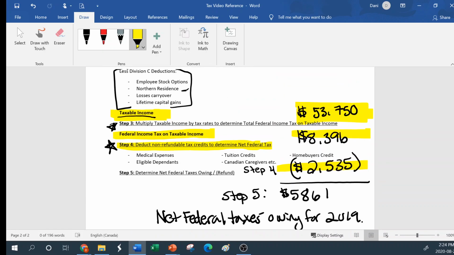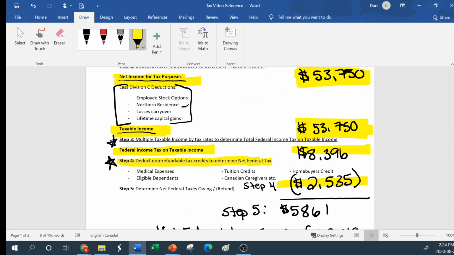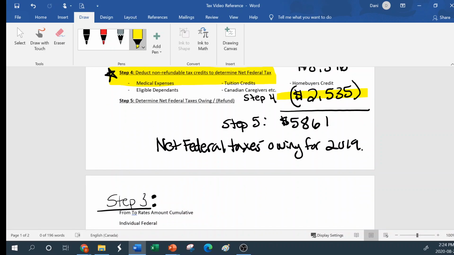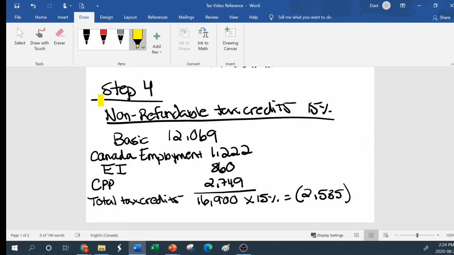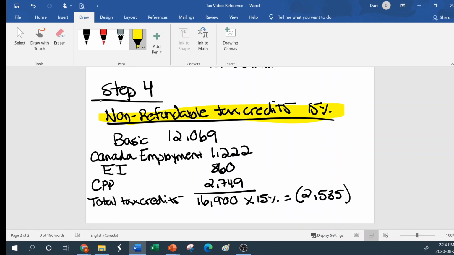And then step 4 is where we look at our tax credits. There is a PowerPoint attached here that's going to go over the tax credits that you are expected to know for this course. There's tons of tax credits, and there are always going to be changes to them. One thing I did want to mention is that here we have our non-refundable tax credits at 15%. Sometimes there are tax credits that you can earn that aren't at 15%, that have their own rules and regulations.